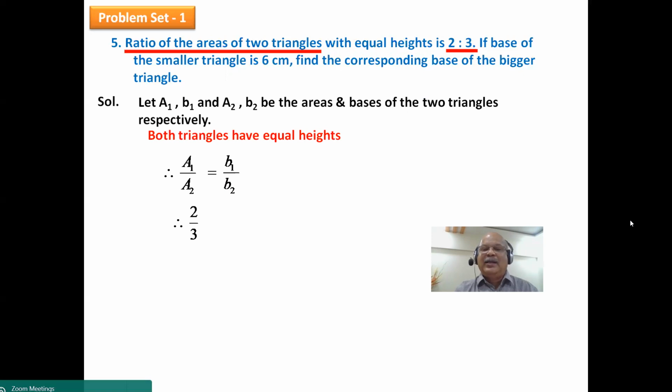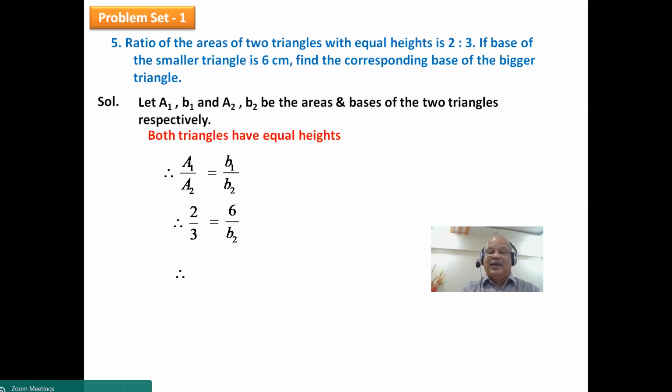And if you look at this part, it says that the base of the smaller triangle is 6. My dear children, you'll have to first of all locate which is the smaller triangle. Is it the triangle A1 or is it the triangle represented by A2? If you look at the ratio that is given to us here, it is very clear that the triangle denoted by A1 is the smaller one. So the value of B1 is given to us as 6.